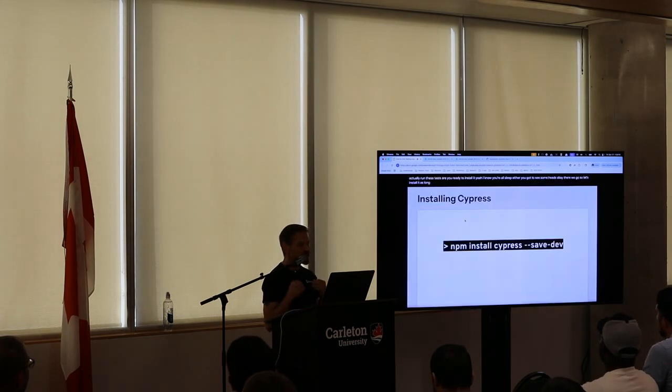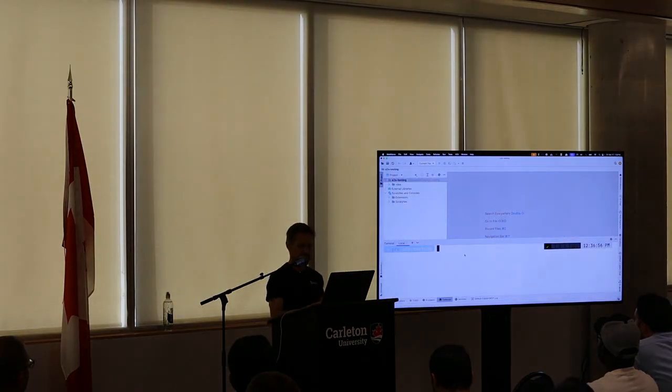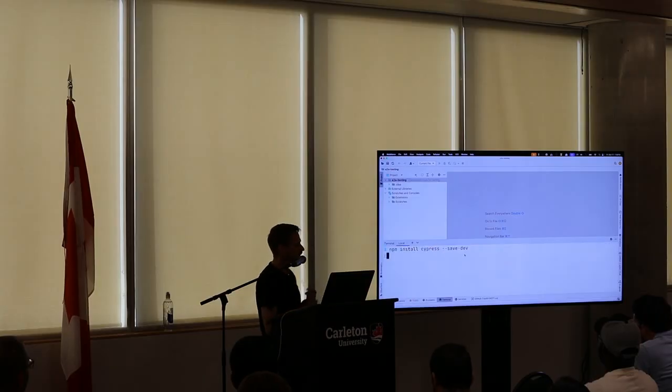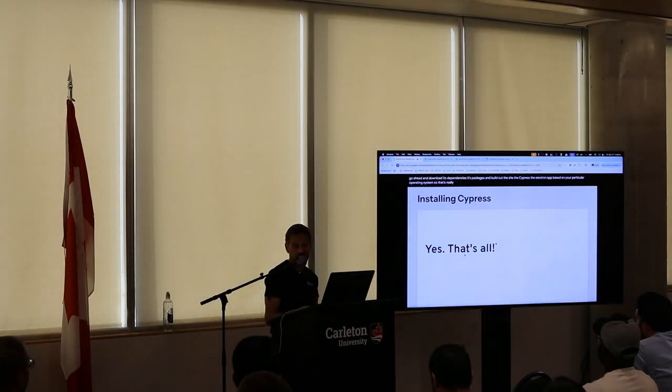So let's install it. As long as you have Node, it is as simple as installing an npm package. So let's go ahead and do that. So say npm install Cypress. It's going to go ahead and download its dependencies, its packages, and build out the Electron app based on your particular operating system. So that's really it. That's all you have to do to get that already installed into your workflow.